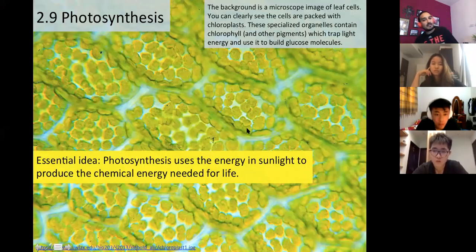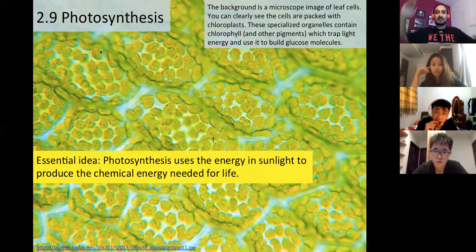So photosynthesis. In IGCSE, we would describe photosynthesis as the reverse, right? The opposite of what's going on with cell respiration.